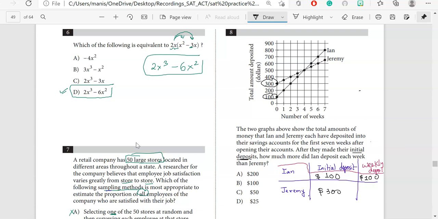Jeremy is 300. Then afterwards, after 1 week, he's somewhere in the middle. I am not able to figure out what number that is, it's super close. But after 2 weeks, I can see the clear number is 400. Then after 3 weeks, after 4 weeks, it is 500. So it tells me this Jeremy is depositing how much? $50 each week. Now the question says, how much more did Ian deposit each week than Jeremy? So Ian is depositing 100, Jeremy is depositing 50. So you can see 100 minus 50 is what? 50. So this is the correct answer choice for this question. Option choice C is the correct answer.